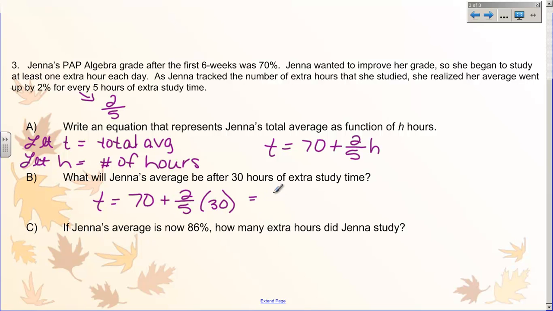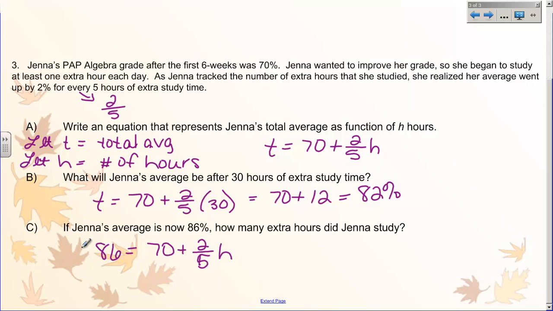You'll get the same answer. And so what you get is 70 plus 12. So for 30 extra hours of study time, her average is going to increase by 12 points. And so her average after 30 extra hours is going to be an 82%. So her new average is now an 82. Part C: if her average is now an 86, we want to find out how many extra hours she studied. So, same equation, except now T is 86. And we want to figure out what H is.